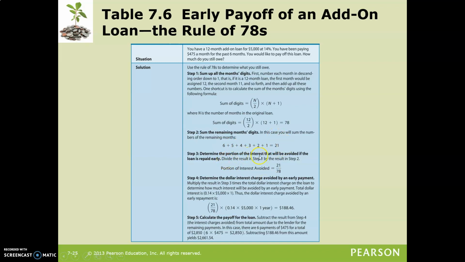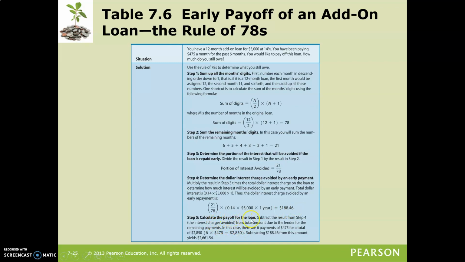So determine the portion of interest that will be avoided if the loan is repaid early. Divide the result of step 2 by step 1. So 21 divided by 78, then times the percentage, times the amount of loan, times 1 year. So you get 188.46.